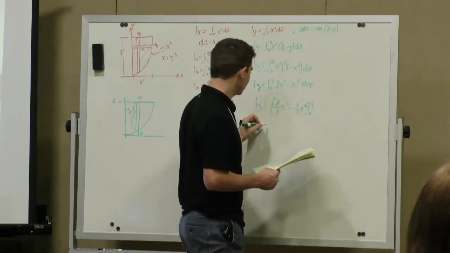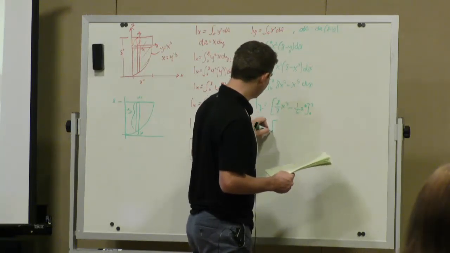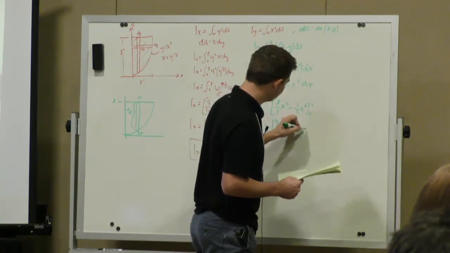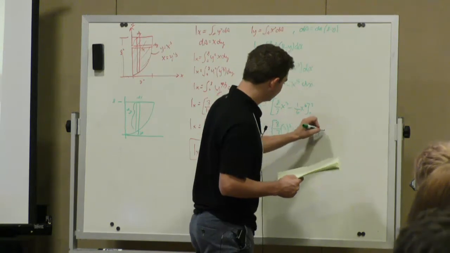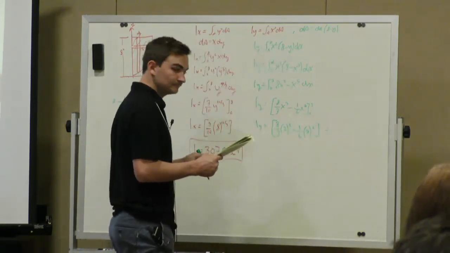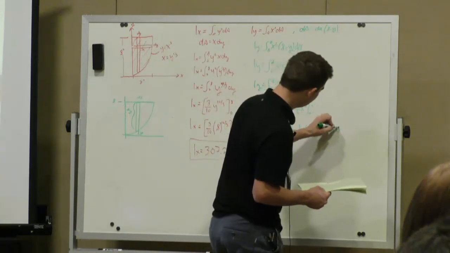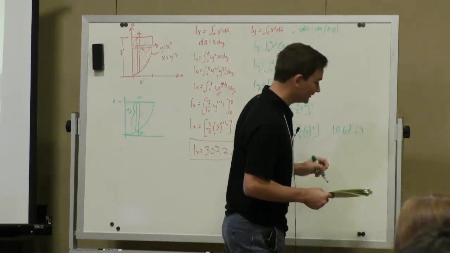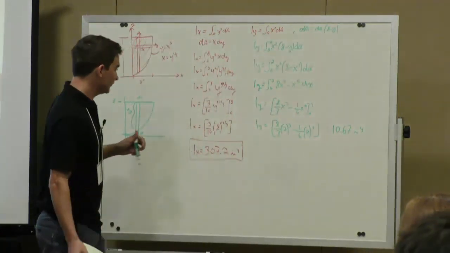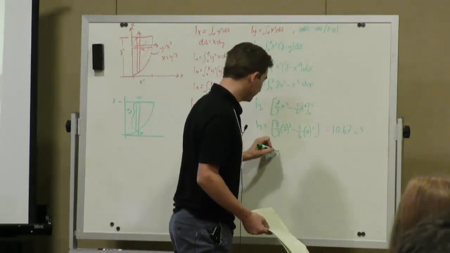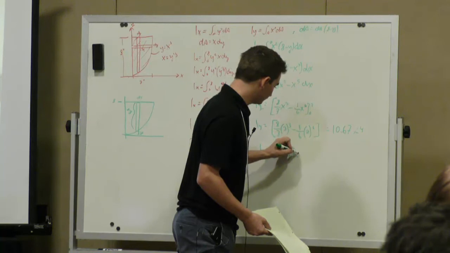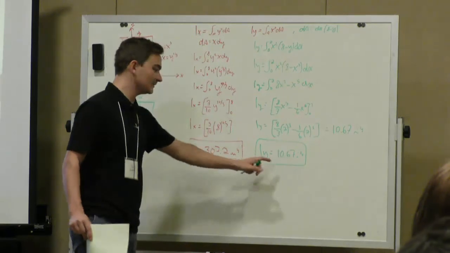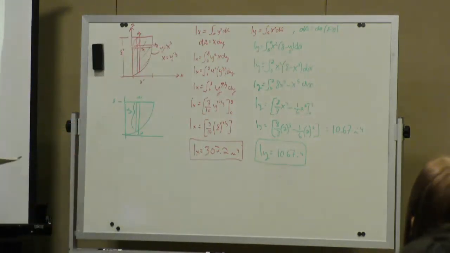So you just plug in your 2's. So your IY is equal to 8/3 times 2 cubed minus 1/6 times 2 to the 6. What does everyone get? 10.67. Got the same thing? Yeah. And then units are inches to the 4th. So IY is equal to 10.67. So does it make sense for IX to be larger than IY in this case? And if so, why?